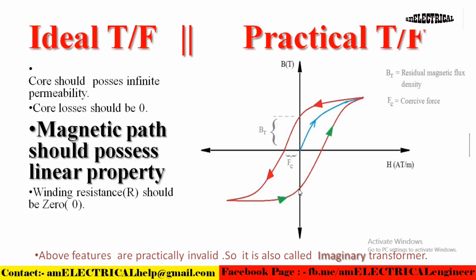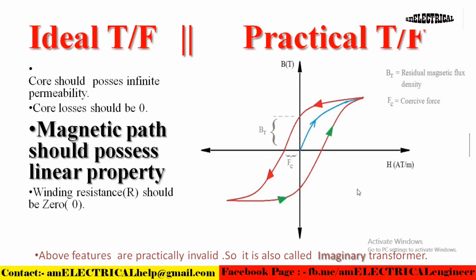Again, to make the B 0 or to remove the flux, we have to apply some positive H. Previously we applied negative H. Now we will apply some positive H. Then at last it will meet this point. This is the hysteresis curve and this loop is called the BH loop.